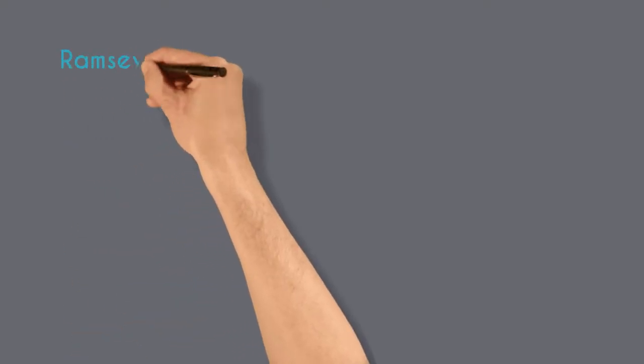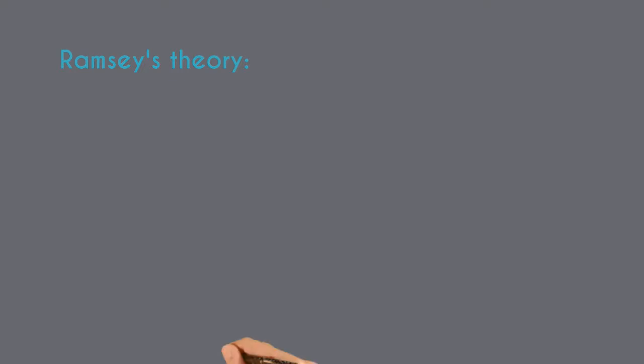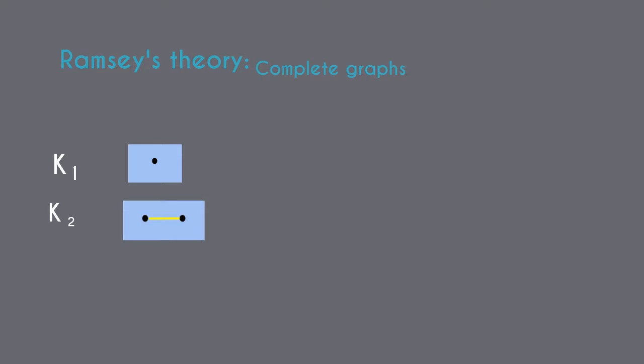To understand Graham's number, we need to understand Ramsey's theory. And to understand that, we need to understand complete graphs. This dot is a K1 complete graph. 2 dots connected is a K2 complete graph.